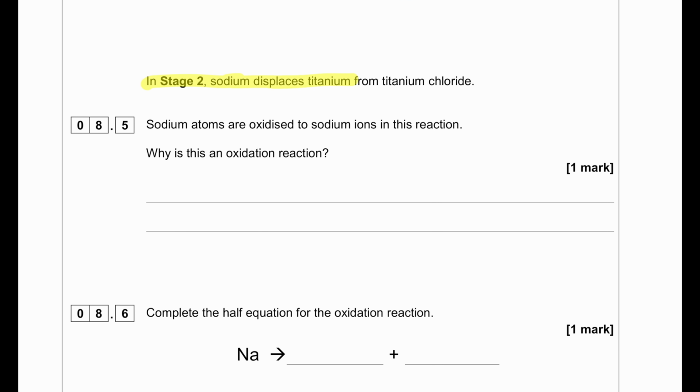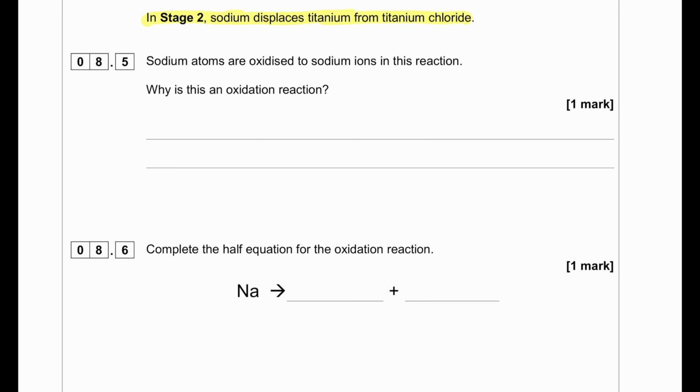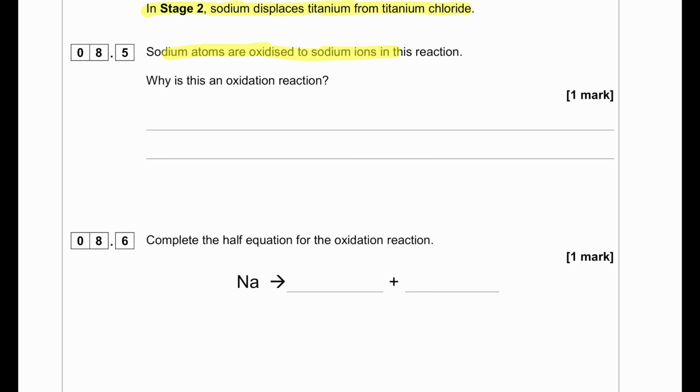In stage 2, sodium displaces titanium from titanium chloride. Sodium atoms are oxidized to sodium ions in this reaction. Why is this an oxidation reaction? All right. So when sodium atoms lose an electron, they are oxidized. Loss of electrons is oxidation. That's why we will call it an oxidation reaction.